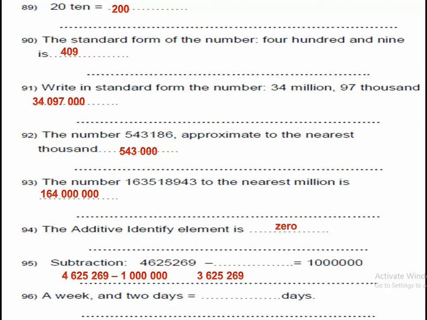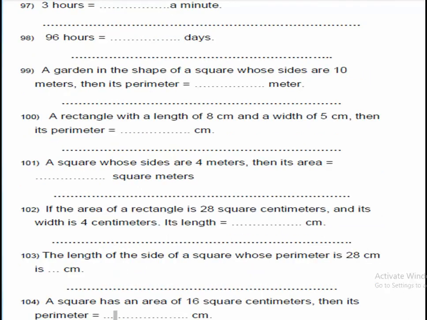A week and 2 days. Week equals 7 days plus 2 days equals 9 days. 3 hours equals how many minutes? 3 times 60 equals 180.